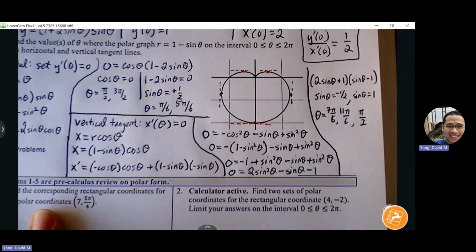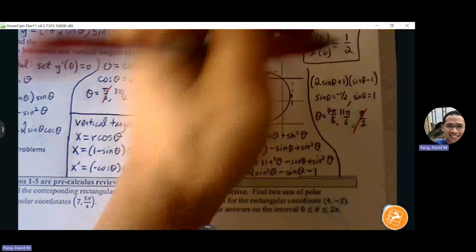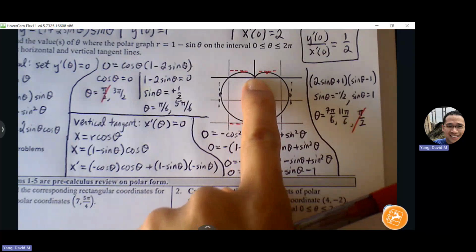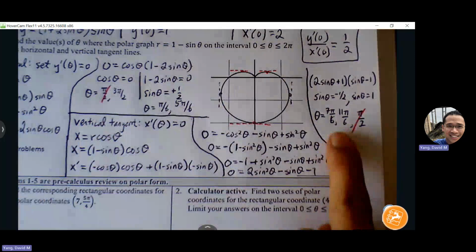All right, if we see any overlaps, we're going to remove it. You see any overlaps here? Yeah. So if you look over here, pi over 2, it's neither a slope 0 nor a vertical tangent, so that's why it's removed. So just like what we expect, 3 horizontal tangents and 2 vertical tangents.